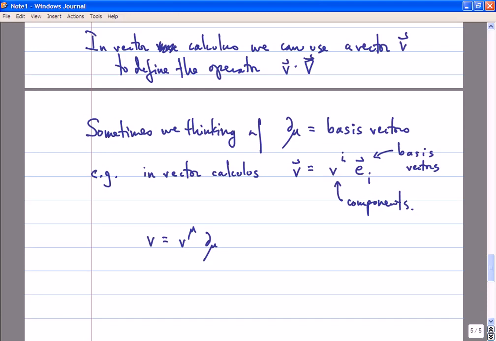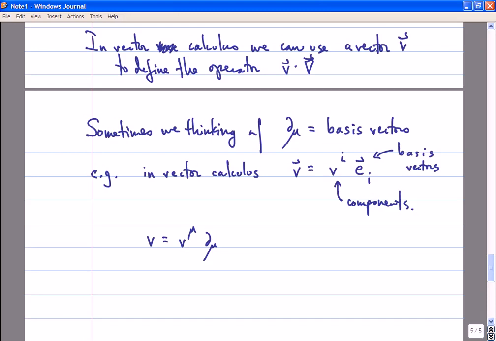Thinking in a basis-independent way will take a little bit of practice. It's not the sort of thing that you might become comfortable with instantaneously, but you'll get used to it, and it's a very nice way of thinking about vectors and other sorts of tensors.